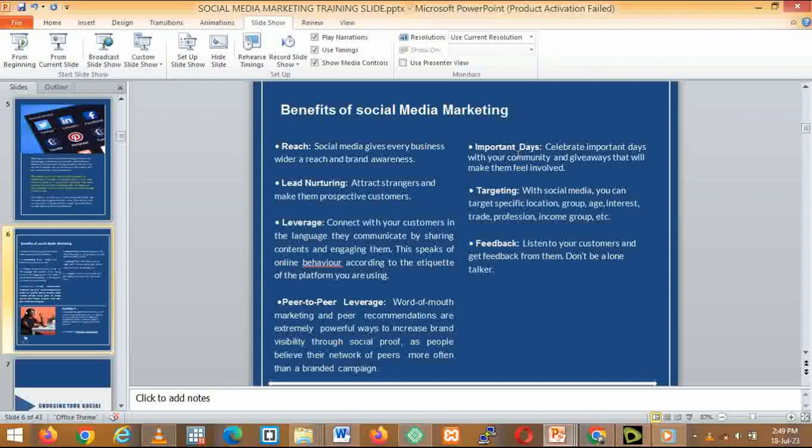Then targeting. With social media, you can target specific locations, groups, age, interest, trade, profession, and income group. So it is easier to target people by any index. Just target, and then you can get feedback. All of these are benefits.